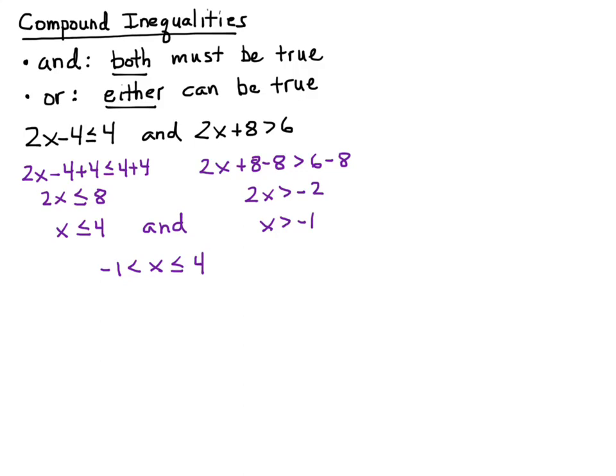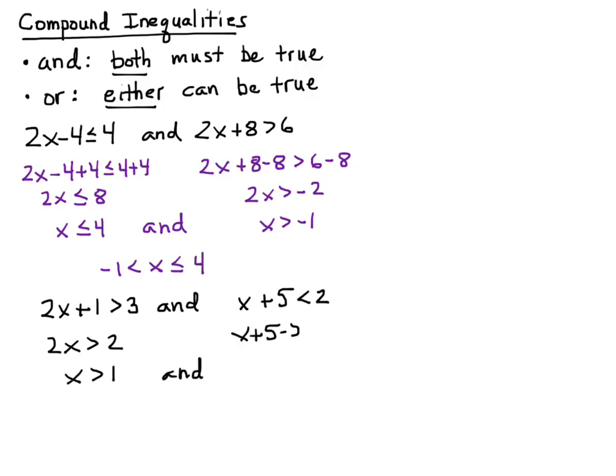Now, you don't always have a solution. So here's a case where I have another and, where you have 2x plus 1 is greater than 3 and x plus 5 is less than 2. So I'll go through the same process of solving for both sides. On the left side, you see I subtracted 1 from both sides, and I divided by 2, and I got x is greater than 1. On the right side, I subtracted 5 from both sides, and I get x is less than negative 3.